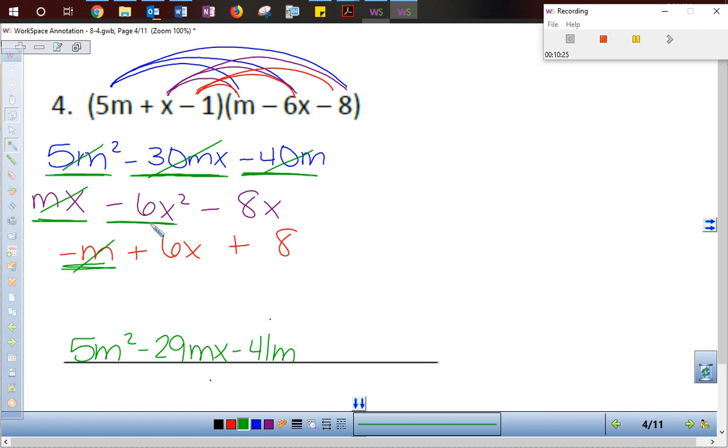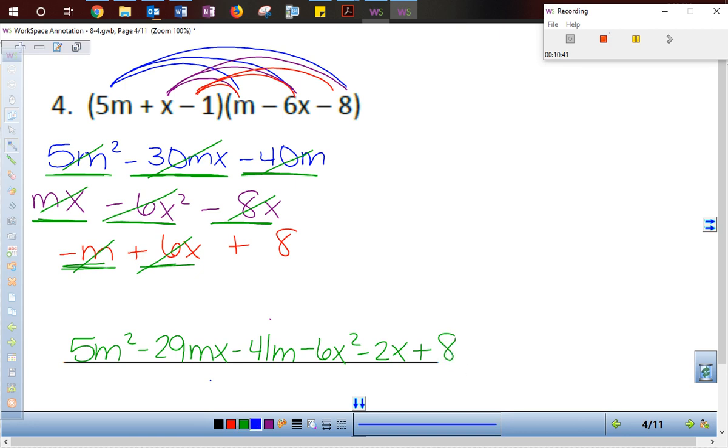Then I have a negative 6x squared. I don't see any other x squared, so I can bring it down and cross it off. Next I have a negative 8x, which I can combine with a positive 6x to give me a negative 2x. And then finally I can bring down my plus 8.